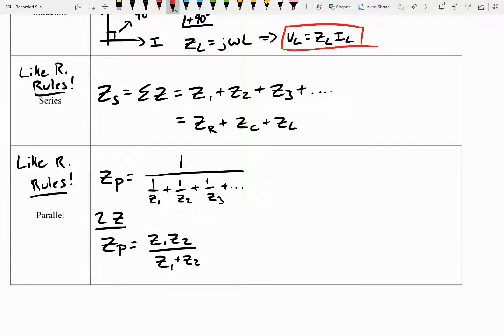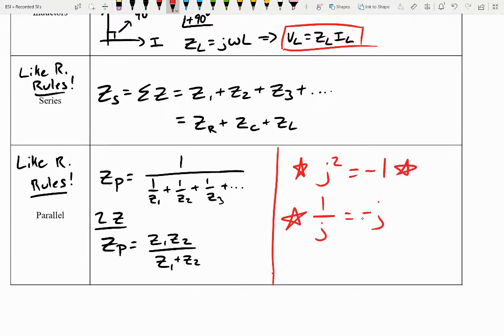And I just want to remind you once again, j squared is equal to -1. 1 over j is equal to -j. Those are very important. All right, so it looks like that'll do it for our concepts. I'll see you in the next video when we start working some problems out.